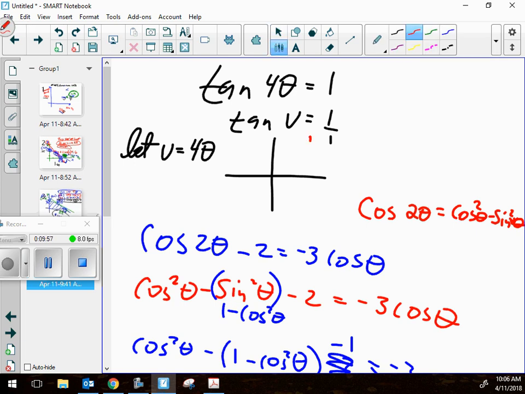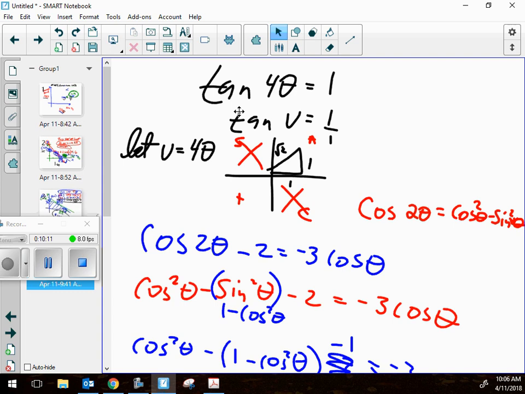Now I'm going to get tangent is 1. Tangent is positive is what I'm thinking. All students take calc. Tangent is positive, so it can't be here and it can't be there. Therefore, I should add 2 answers. 1 here, TOA, opposite over adjacent, 1 root 2. And oh yeah, that's the 45-degree angle one.